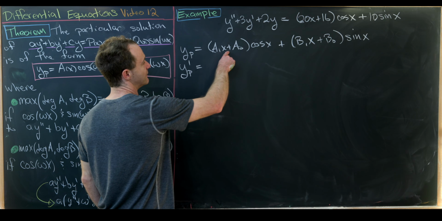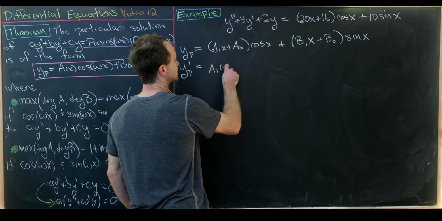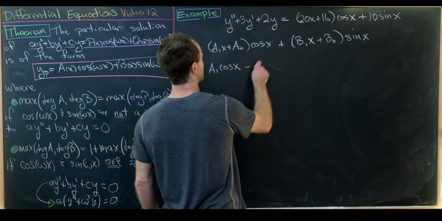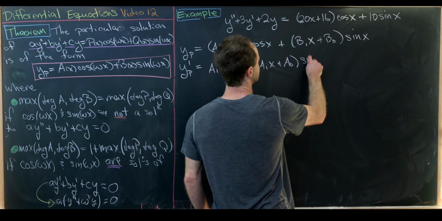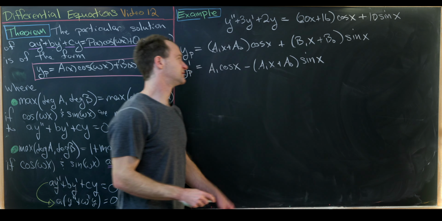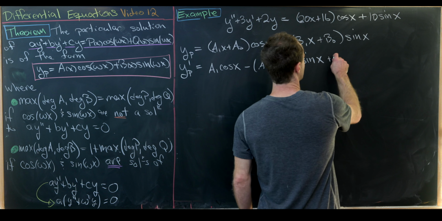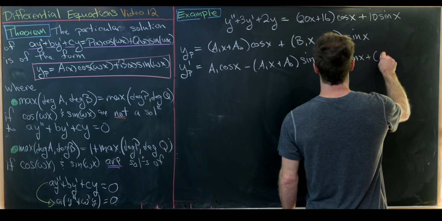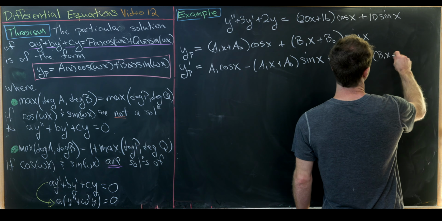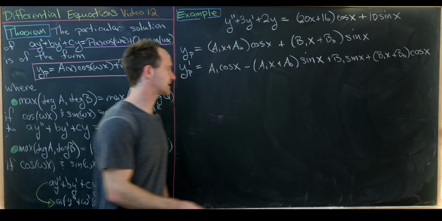So taking the derivative of the polynomial part first will give us a1 times cosine of x, and then we'll have minus a1x plus a0 times sine of x. That's from taking the derivative of the cosine part. And then we'll have plus b1 times sine x, and then plus b1x plus b0 times cosine of x.